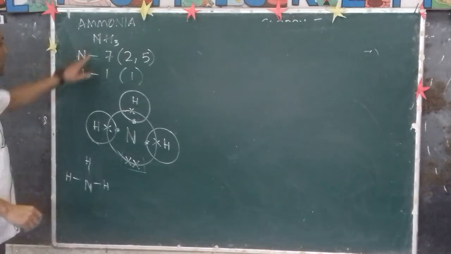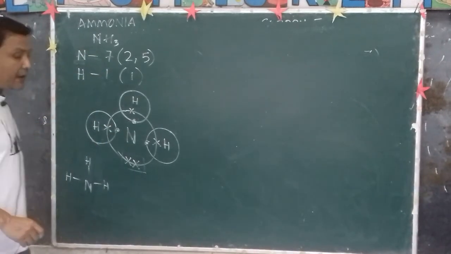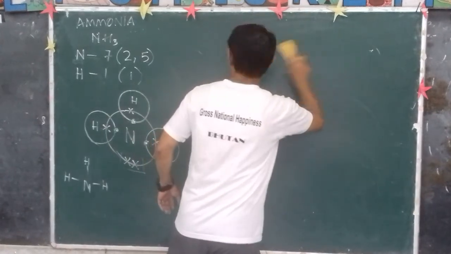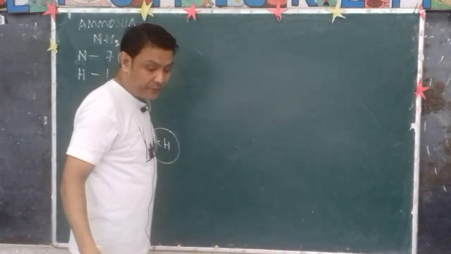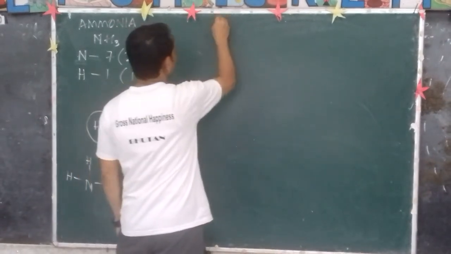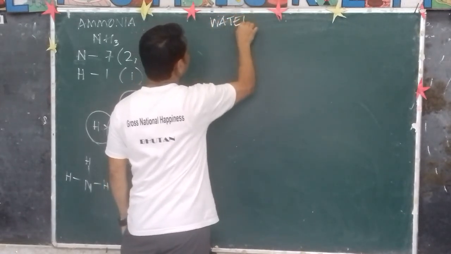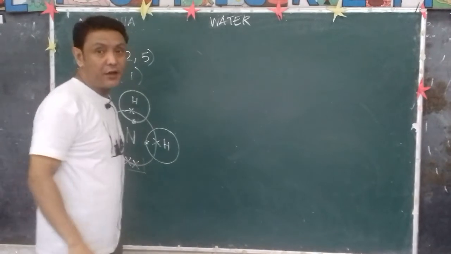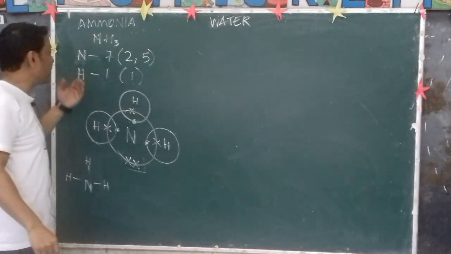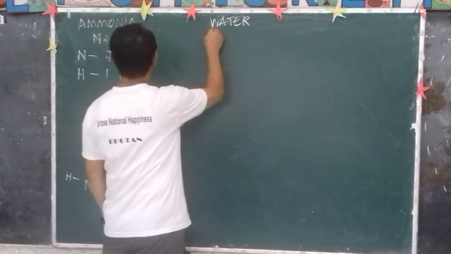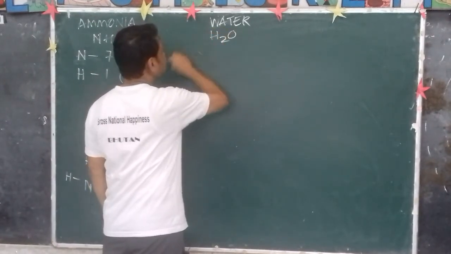NH3, the formula NH3. Okay, now we talk about water, H2O, the formation of another polar covalent compound, that is water. The first polar covalent compound is ammonia. The second one is water. The formula, I will write it for you, H2O.